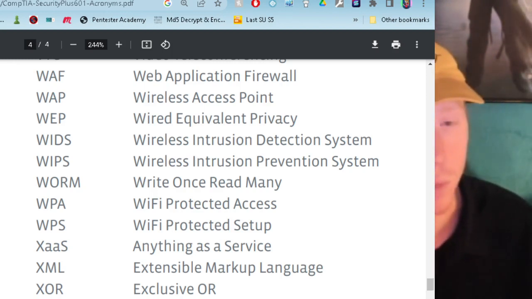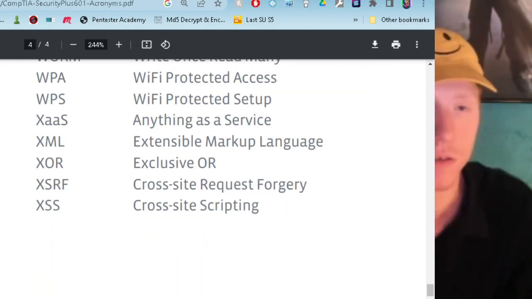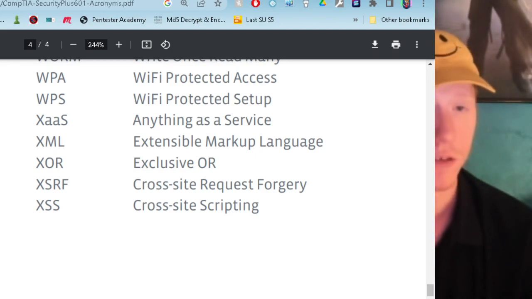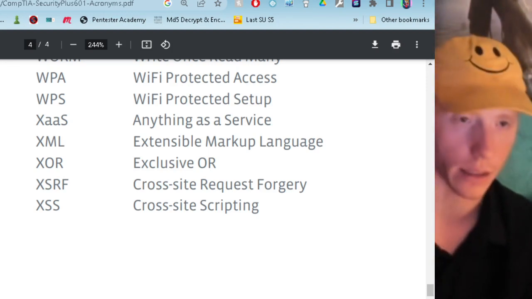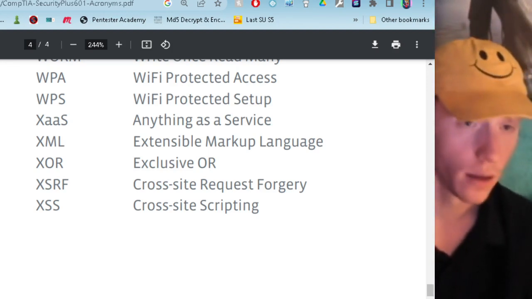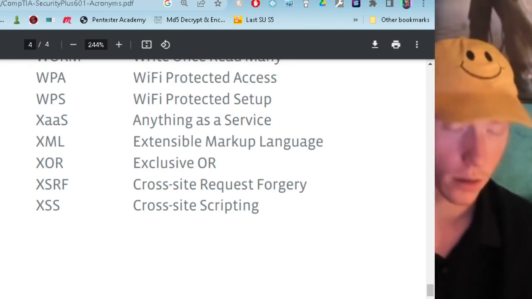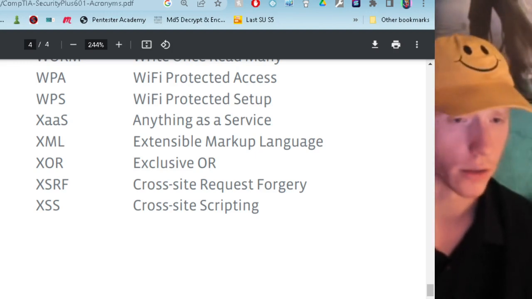WPA is Wi-Fi protected access. WPS is Wi-Fi protected setup. XaaS is anything as a service. XML is the extensible markup language. XOR is exclusive OR, and that's part of programming. That's a weird thing to include in here.